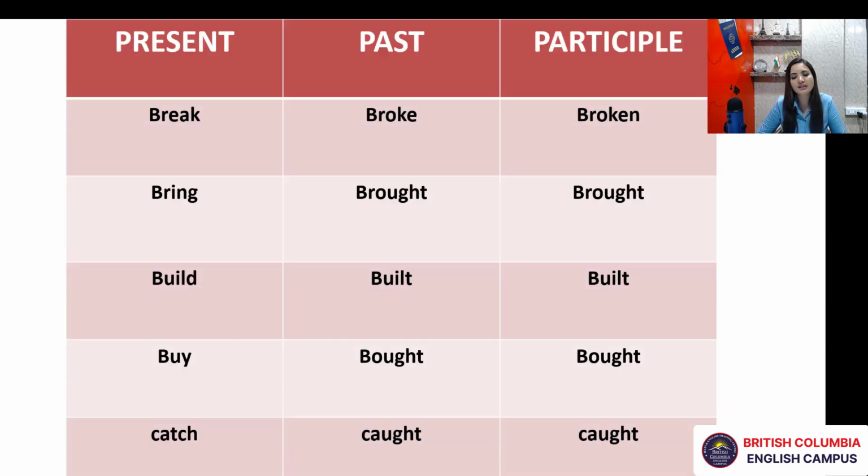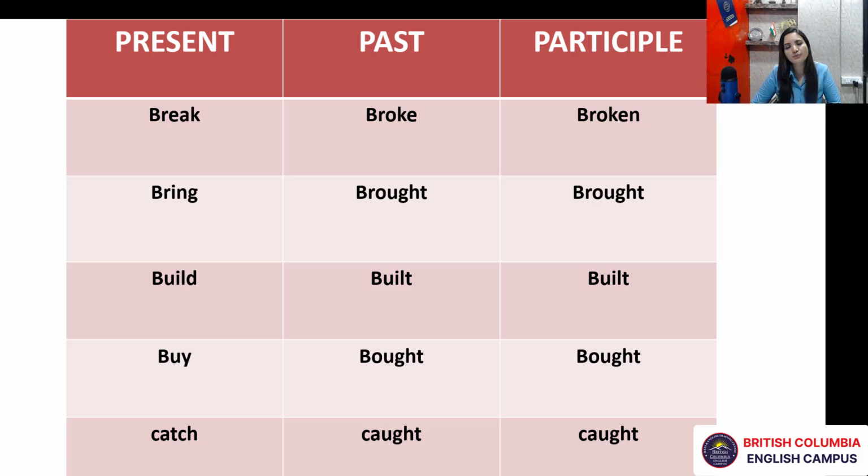So we have some more present, past and participle forms of some very common verbs. The first verb in the second list is break. Let's create a sentence on this. Don't break the rules. I repeat, don't break the rules.